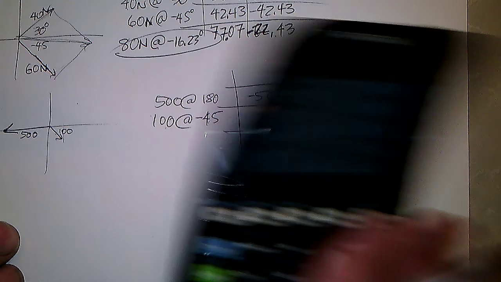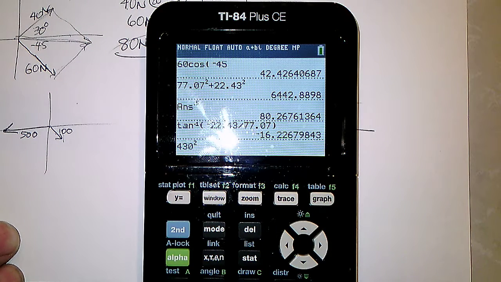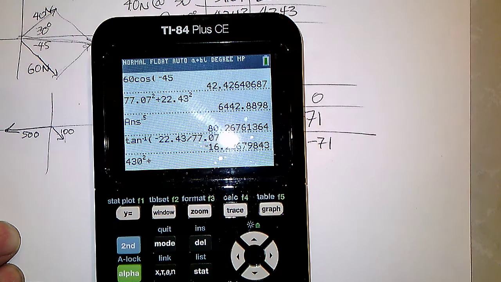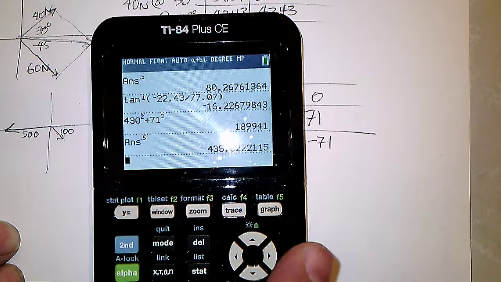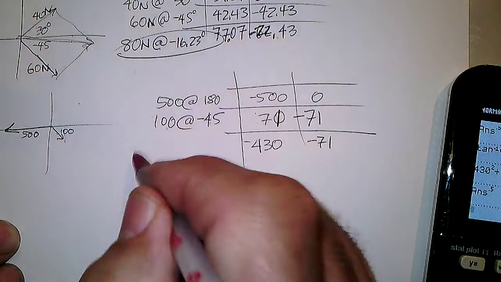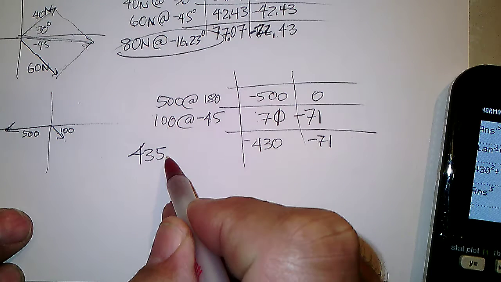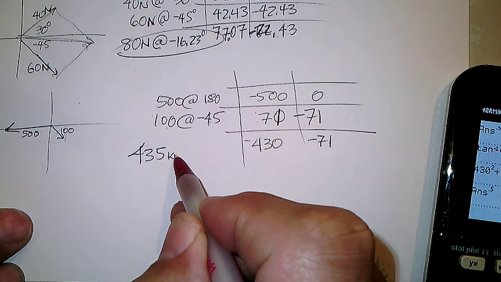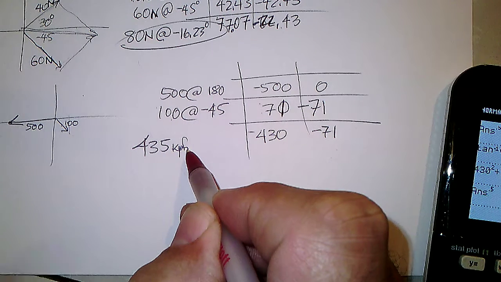So we would square those, plus 71 squared. Take the square root. And that's 435 kilometers per hour, or whatever that was. Is that what it was? No, 100 miles per hour.